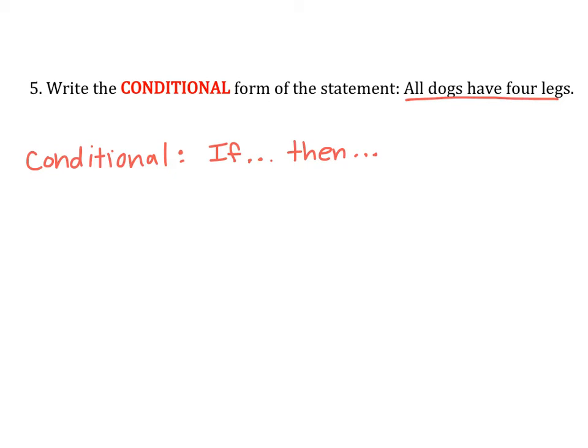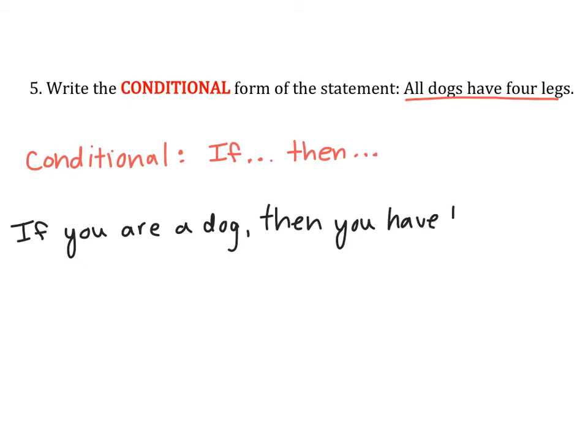So all dogs have 4 legs. So we could say, if you are a dog, then you have 4 legs. So it's as easy as that. You just have to make sure you have an if-then, and you have to make sure the order stays the same. So dogs has to be the first part. That's our hypothesis. And 4 legs has to be the second part. It has to be if P, then Q. So make sure you maintain the same order.